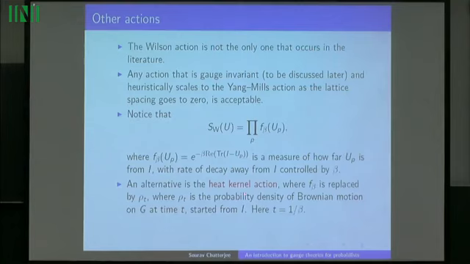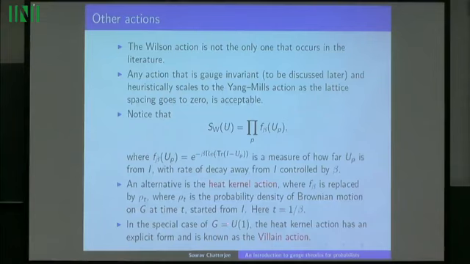For instance, an alternative is this heat kernel action, where f_beta is replaced by rho_t, where rho_t is, suppose you have a Brownian motion on the group, and you start from the identity, and you look at its density at time t. If t is small, it's very concentrated near the identity. So if you just replace this by rho_t, where you have to take t to be 1 over beta, it will give you a valid action. So this is a heat kernel action. And in the specific case of G equals U(1), this heat kernel action has an explicit form. It's known as the Villain action.